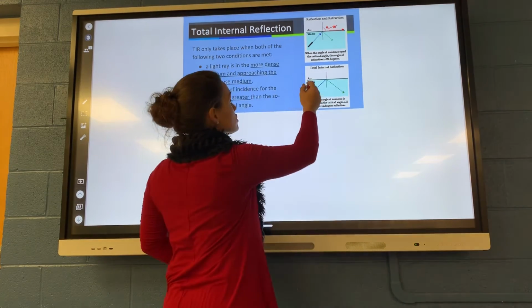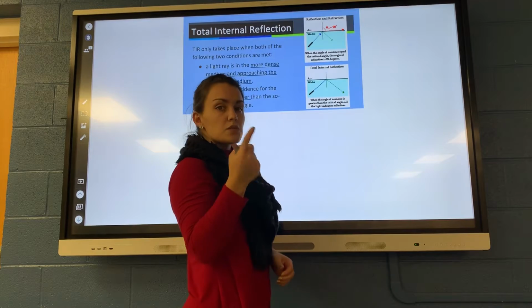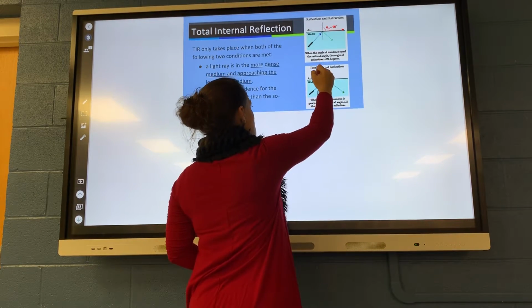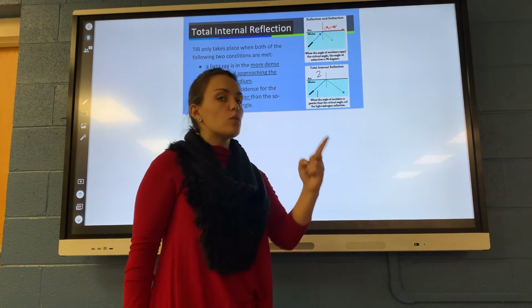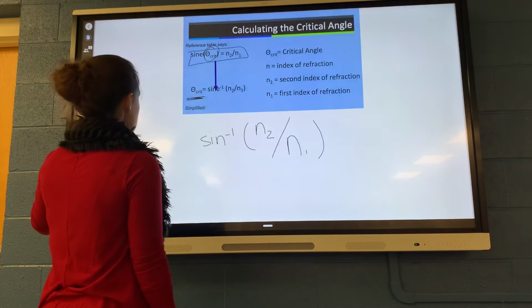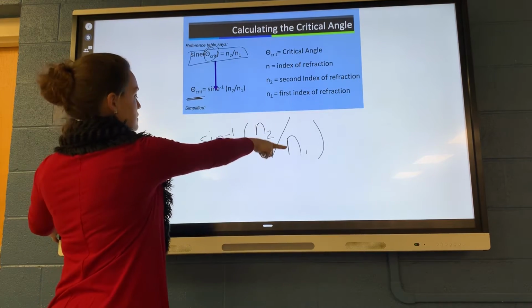All right, 1 and 2 should be pretty self-explanatory. 1 is where the light starts. So this is 1, substance 2 is here. So water would be 1, air would be 2. So the second substance over the first substance.